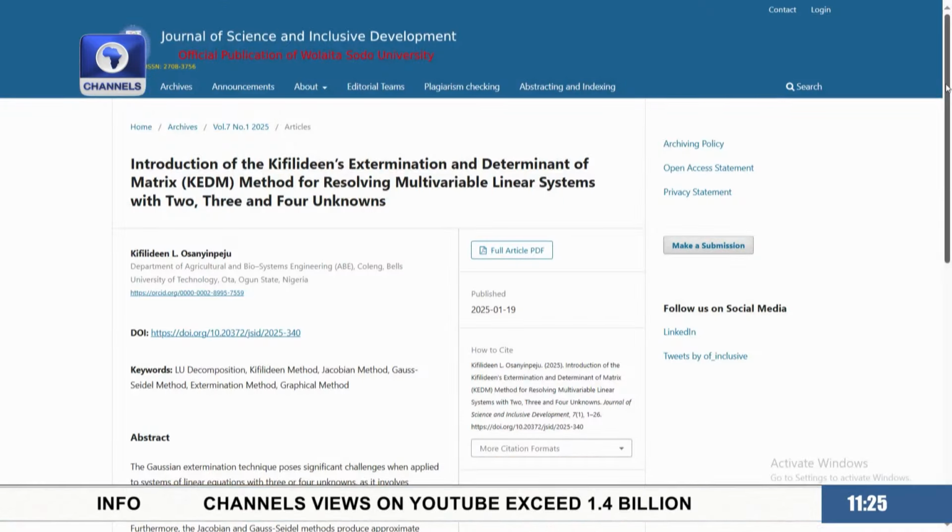So the name of the formula is the Quilifidins Extermination and Determinant of Matrix Method. KEDM method. Yes, sir. Thank you so much for your time this morning. I really appreciate it. Engineer Dr. Quilifidin Lekan Osonyipeju is a lecturer in the Department of Agricultural and Biosystem Engineering at Bells University of Technology. We appreciate your time today. It's my pleasure. Thank you.